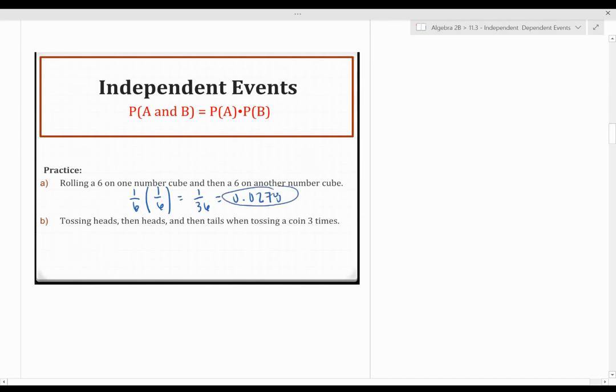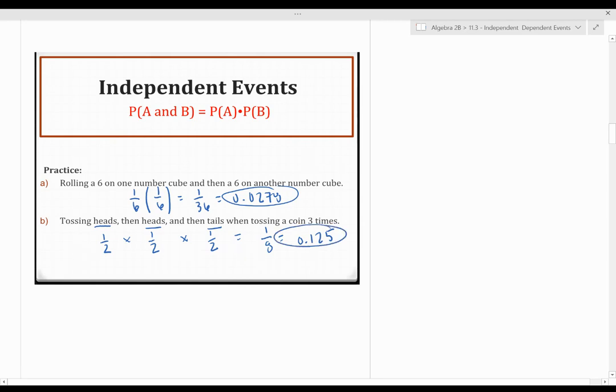B says, what's the chance of tossing a head, then a tail? When we say tossing a coin, we're talking about a fair 2-sided coin. So the chance of getting a heads on the first one, I would say, is 1/2. The chance of getting a heads on the second one is 1/2, and then getting a tails on the third one is 1/2 as well. I'm going to go ahead and multiply those since they don't affect each other. They're independent. I'm going to get 1/8, or I can say 0.125.